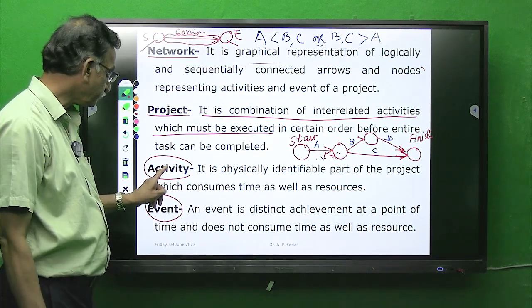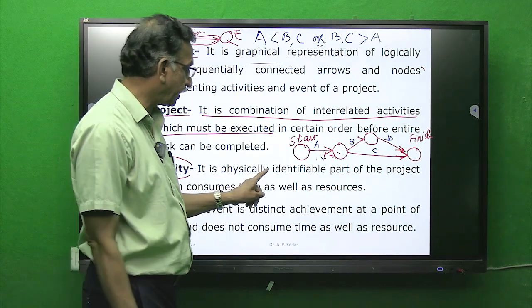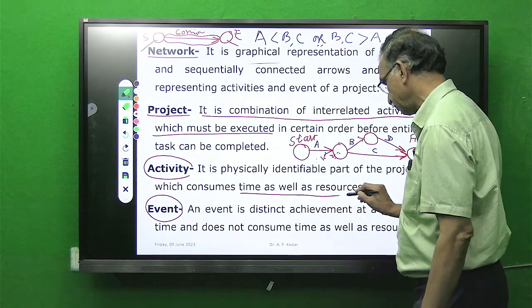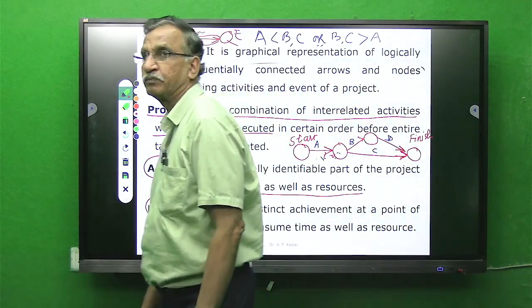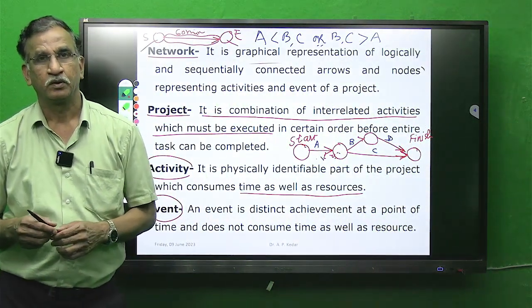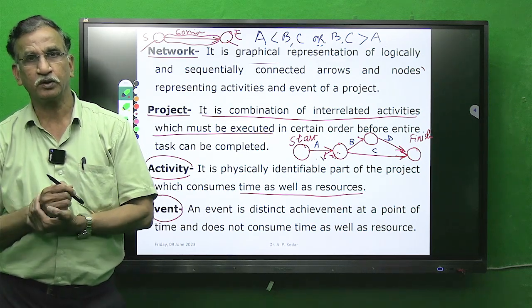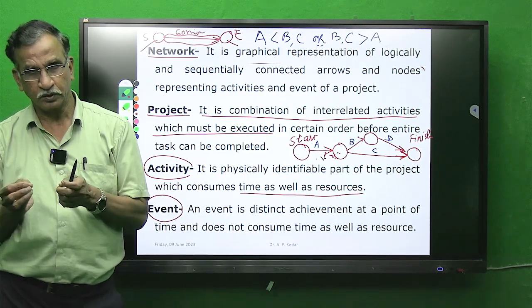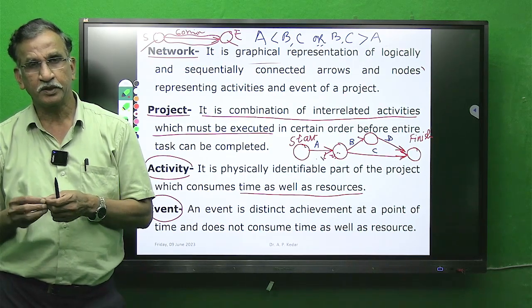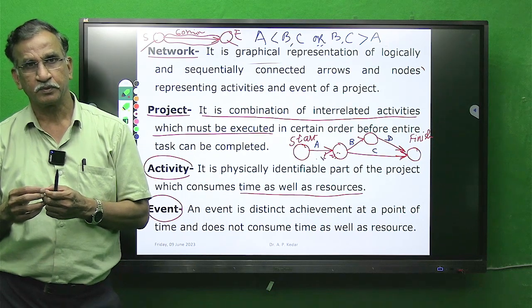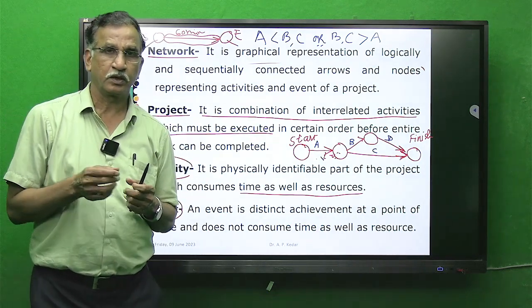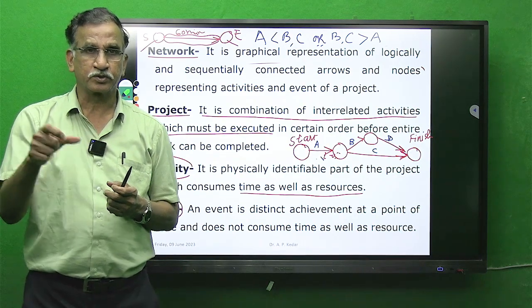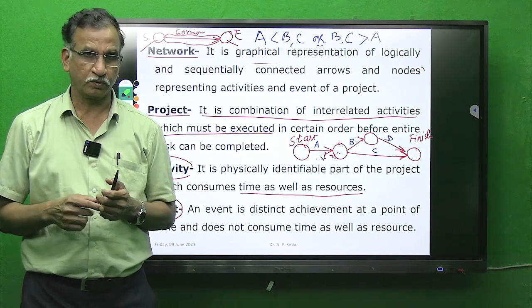So let's see. Activity is a physically identifiable part of the project which consumes time as well as resources. Suppose, a simple example I will quote. We know in construction of a house the manpower requirement is there, and we know a mason is there, and suppose he is carrying out the operation of laying bricks on the beam to construct a wall.